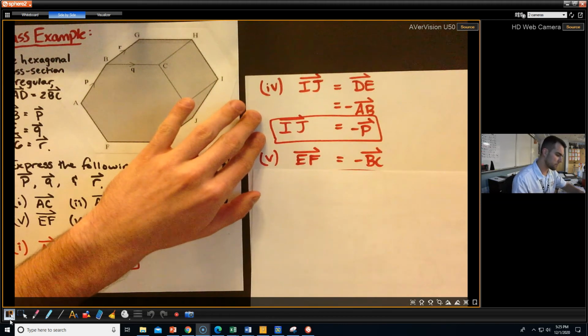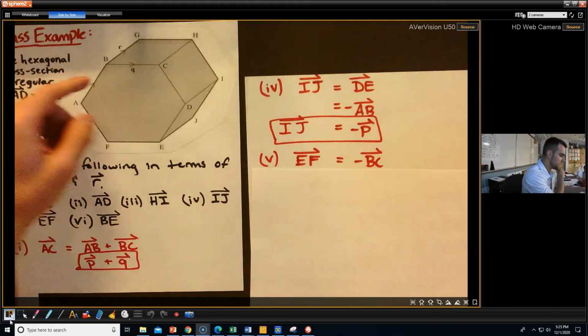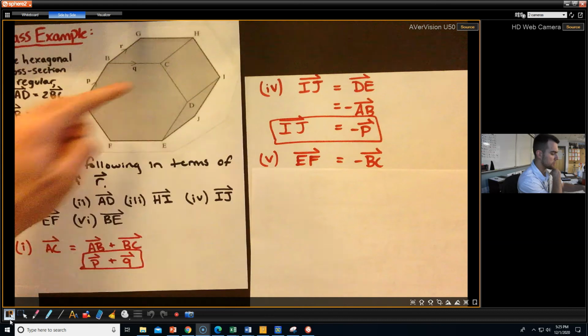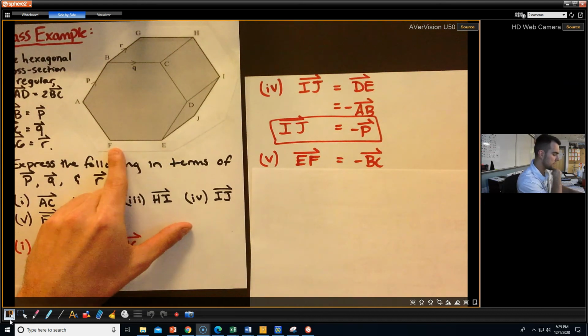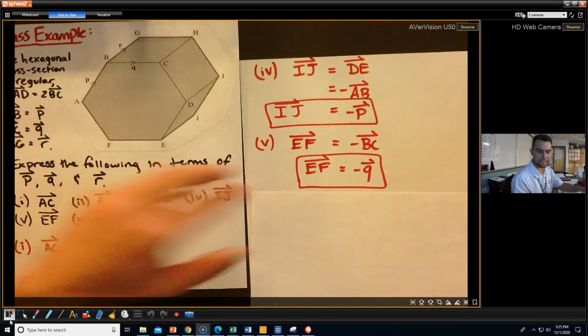Okay. Part 5. Again, another trick. EF is going to be equal to negative BC. BC is going this way, and so going EF, I have to be going the other way. So again, same idea. It's negative, and I know what that is. It was Q, so it's negative Q.